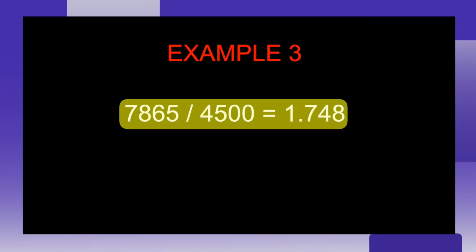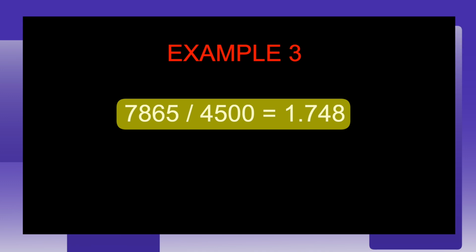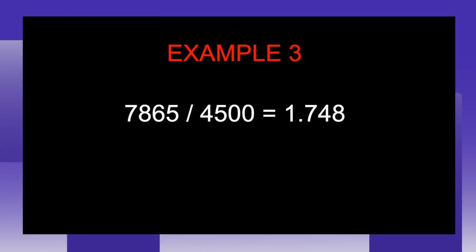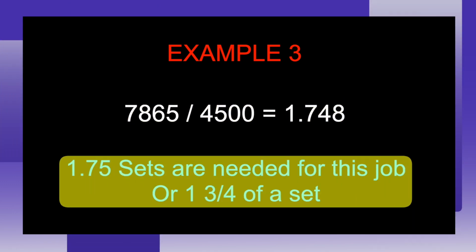Back in example 3, we needed 7,865 board feet of foam. Divide 7,865 board feet of foam by 4,500 board feet, and you get 1.748, the average amount of foam to be used.